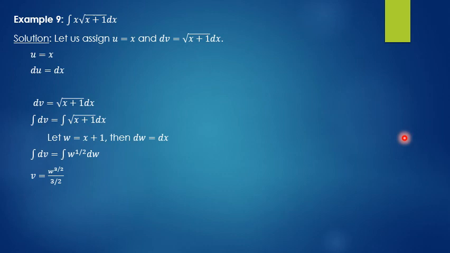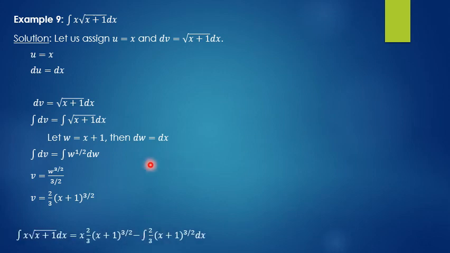and the simple general power rule would give us w to the power 3/2 all over 3/2, or that is simply 2/3 of x plus 1 to the power 3/2. So the denominator here, when we rewrite it, the 1 in the denominator will become a numerator, and the numerator in the denominator remains as a denominator. And so we would be able to rewrite our uv minus integral of v du. So u is x, our v is this 2/3 times x plus 1 to the power 3/2 minus the integral of our v, this is our whole v, and du is just simply dx.